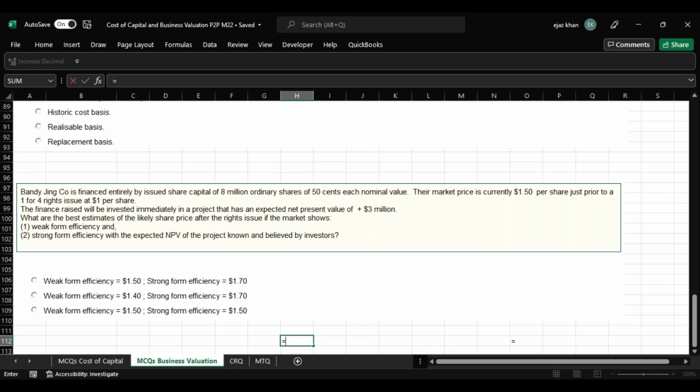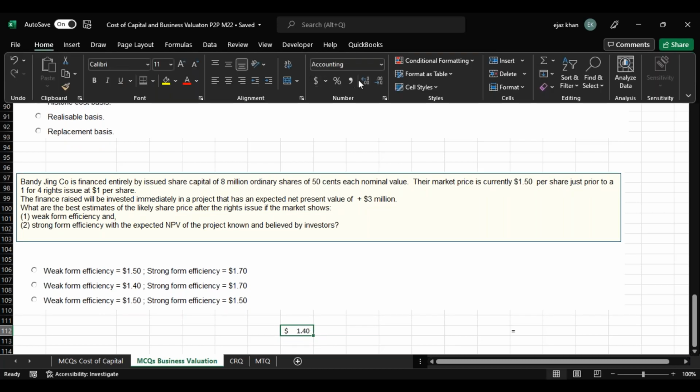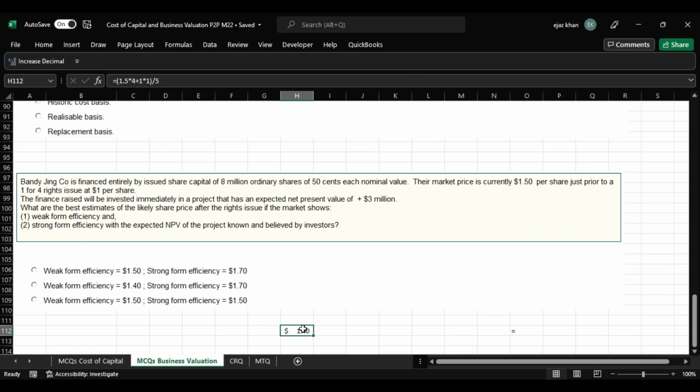So the existing price is 1.5 into 4 plus 1 new share into 1. And then it should be divided by 5. So $1.4 will be the share price after right issue. So even if it's a weak form efficiency, the price will be $1.4 as right issue is a historic information, whereas the expected net present value is a future information. So in the first part, that is the weak form efficiency, it won't be reflected in this price.